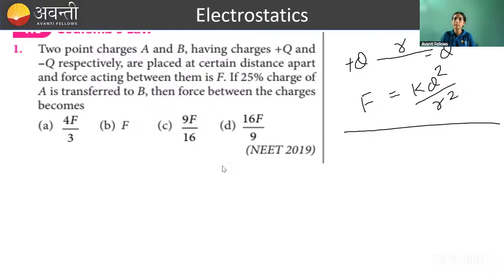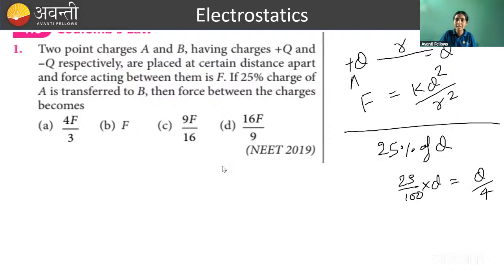Now what is happening? Q is losing 25% of charge. So 25% of Q कितना होगा? This will be equal to 25 by 100 into Q. So this is equal to Q by 4. So A is losing Q by 4 of its charge, and it is losing this charge to B. यानी कि B is receiving this lost charge.